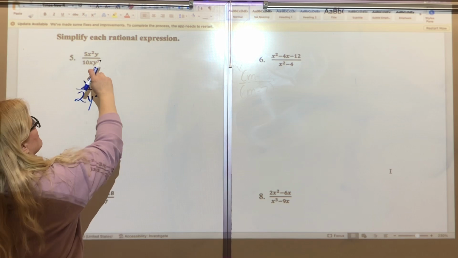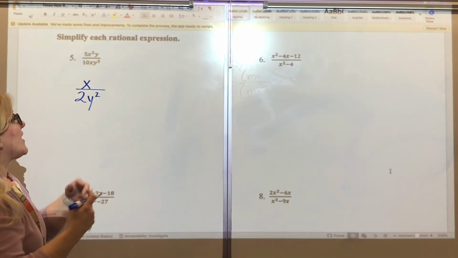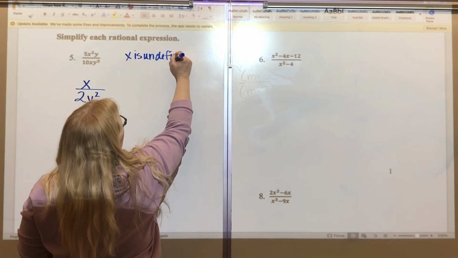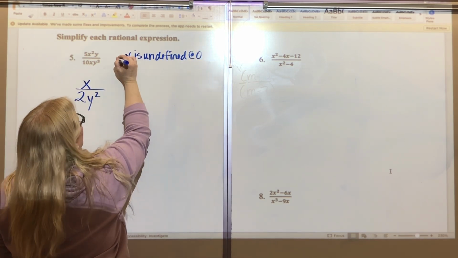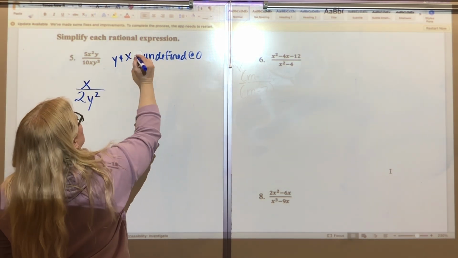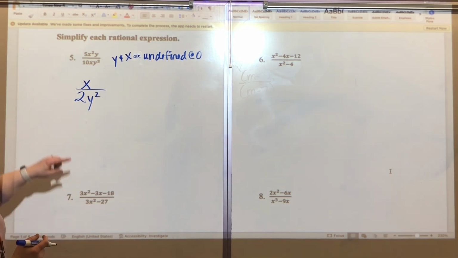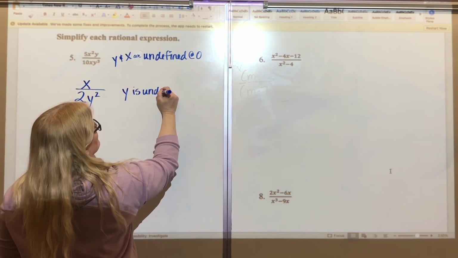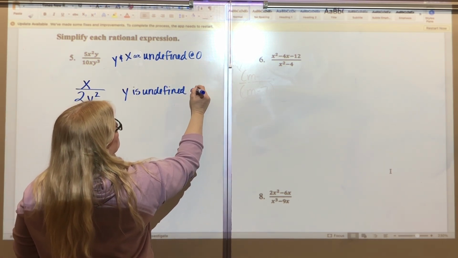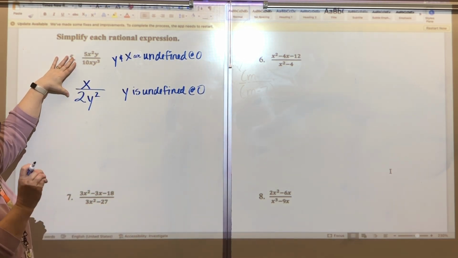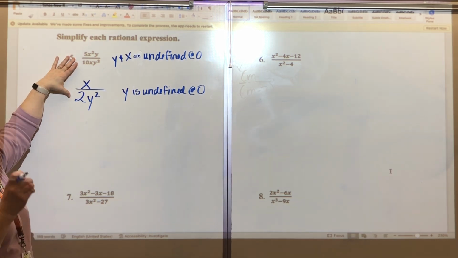Now when I started, before I started simplifying, I can see that x is undefined at 0, and y is also undefined. So y and x are undefined at 0. Okay, but when I'm done, only y is undefined at 0. So both of these are undefined at 0. For both of these, y is undefined at 0. So that means that they are equivalent.